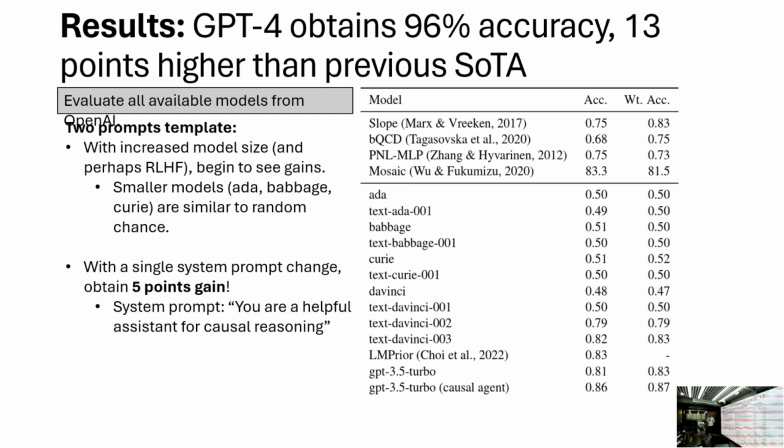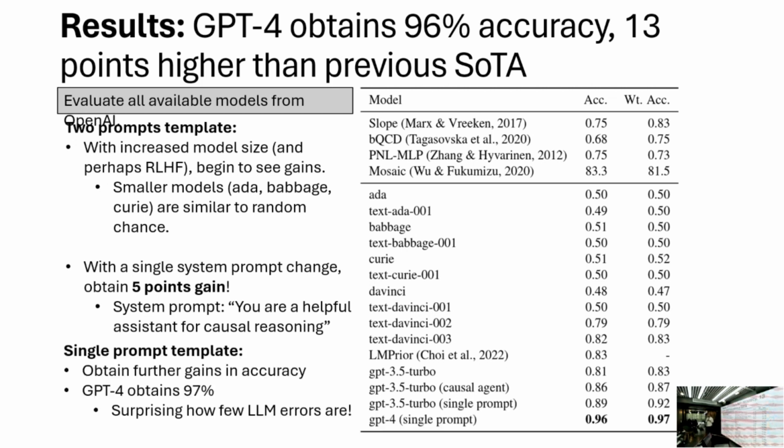And also, you see some nice patterns emerging, right? One is that smaller models can't do it. It's only the bigger models that can even approach this task. And the second is small things like the simple prompt changes make a lot of difference. So just telling it you are a helpful assistant to causal reasoning increases its accuracy by 5%. Right?